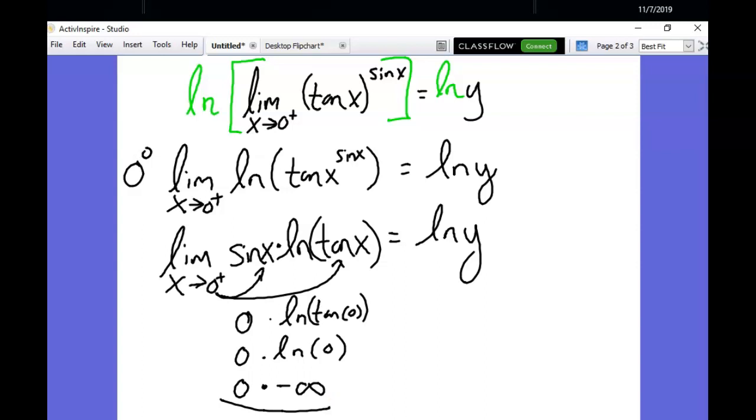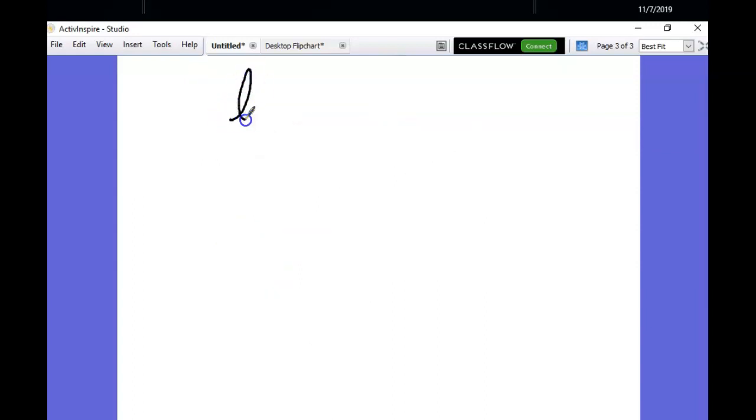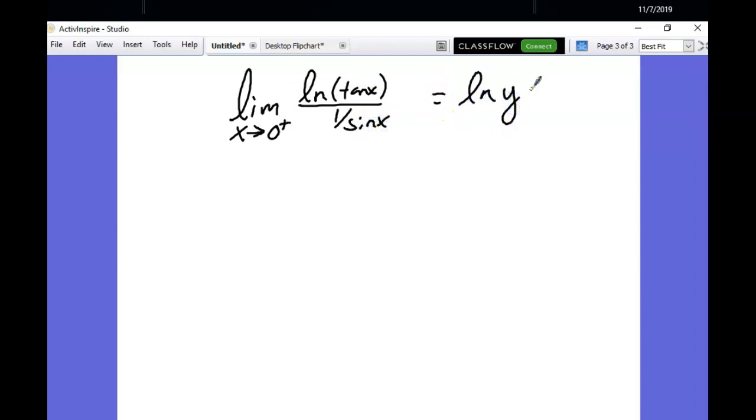So here's what we're going to do. We're going to take this and put it in the denominator as a reciprocal. So now I've got the limit as x approaches 0 from the right. And on the top, ln of tangent x over 1 over sine x. And all the while, ln of y is just sitting there. Now what? So we go ahead and try our direct substitution, right?